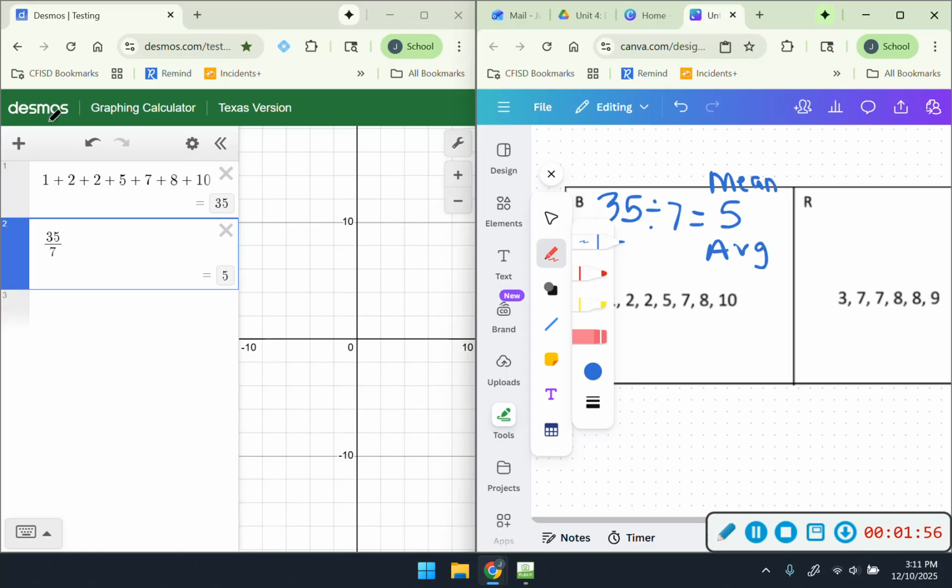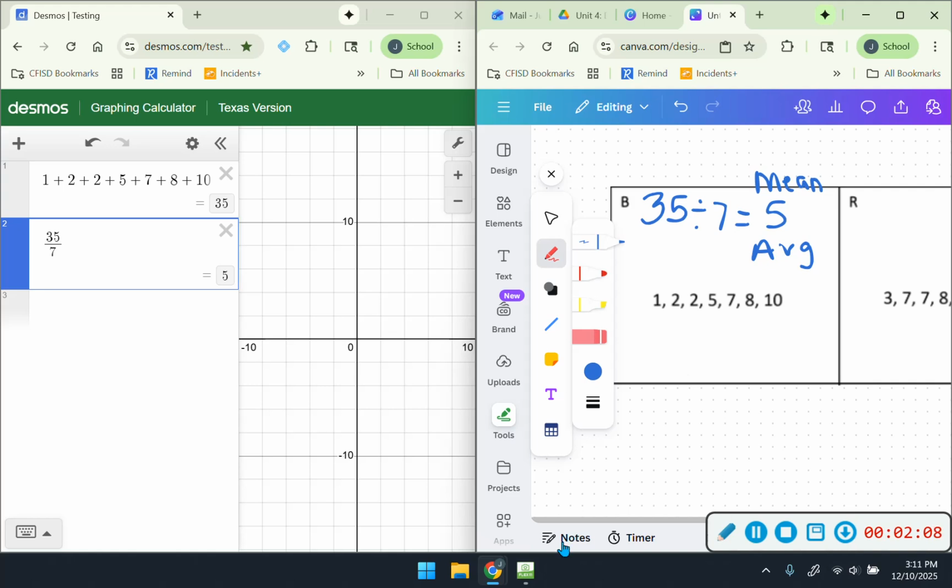But to figure out our mean absolute deviation, our MAD, we now need to find the difference. So I'm going to split this into tables as best as I can, and I'm going to take the difference. Therefore, I am subtracting each number.